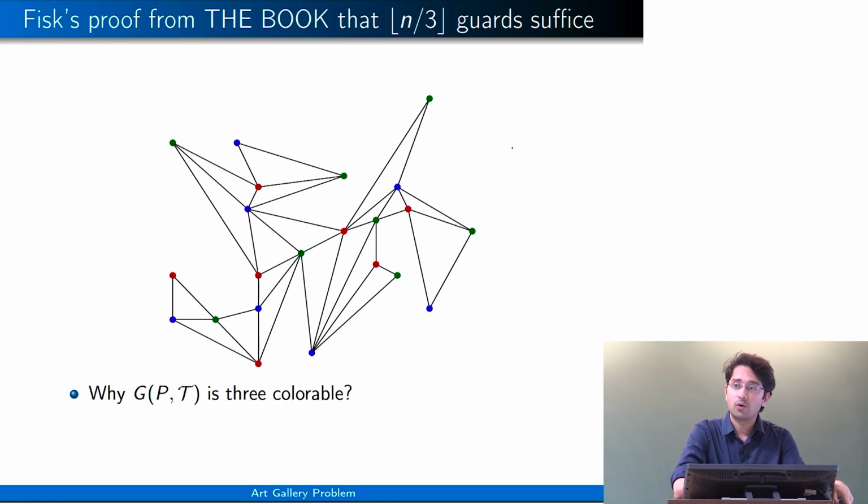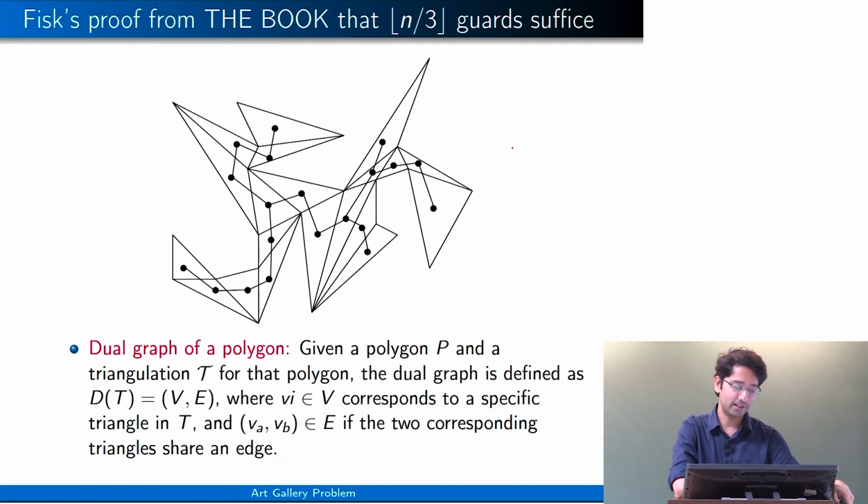Question, why is this graph 3 colorable? No, that's a hunch, that's not a proof. Let's see why this is 3 colorable. You have learned what is a dual of a planar subdivision. What is the dual of this triangulation?